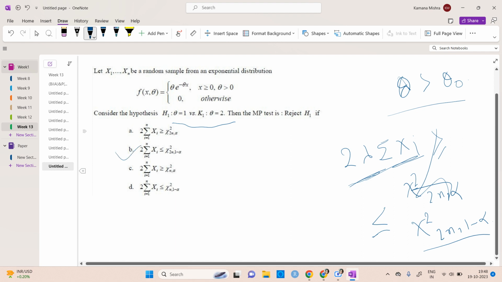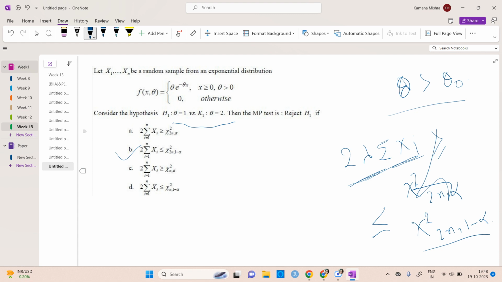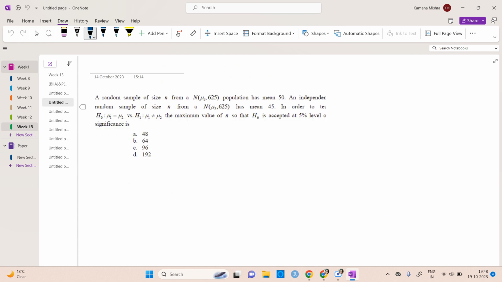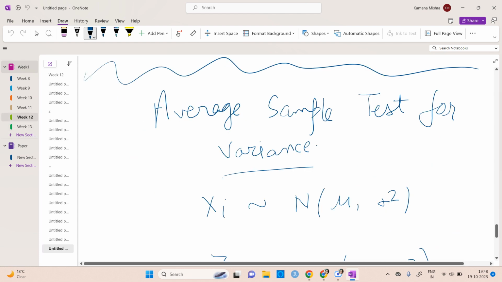There is a very minor difference between the first question and this one we have done, but the results are different. So you need to see very specifically what the question is, what is H naught, what is H1, and whether it is greater or less. And then this question I think we have solved in the previous class, so let me just see where.